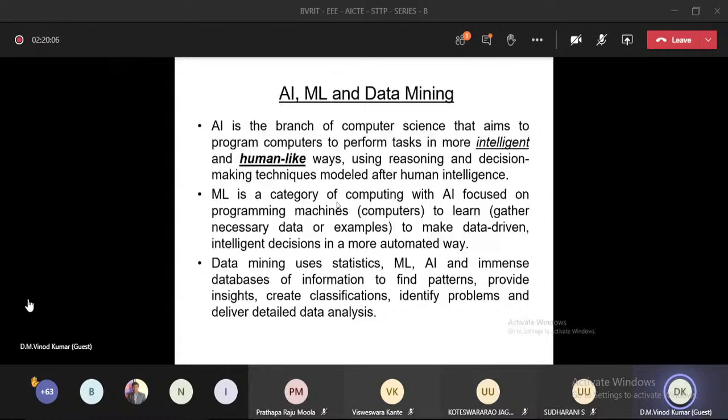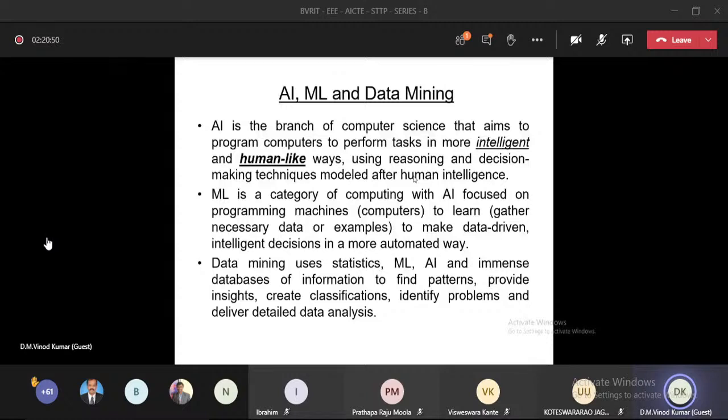AI is a branch of computer science that aims to program computers to perform tasks in more intelligent and human-like ways, using reasoning and decision-making techniques modeled after human intelligence. As I mentioned, if human-like intelligence is required, we require statistics as machine learning plus automated reasoning. Reasoning is a must. Without reasoning, you cannot make human-like intelligence, because a human being's nature is different because of his common sense. Common sense is nothing but wisdom, what we call.